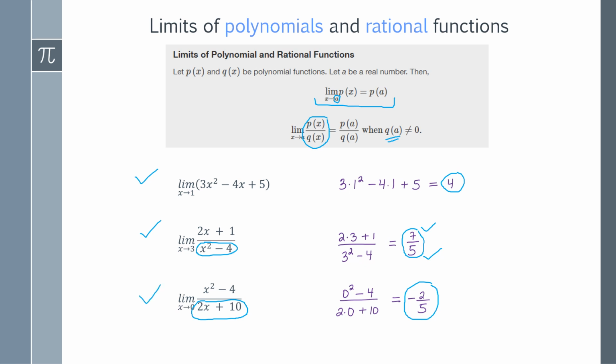Okay, so polynomials are nice because when we're finding the limits of those, we just plug our value into the polynomial. And rational functions are also nice as long as the denominator is not equal to 0. Now you might be wondering, what do we do when we get 0 in the denominator? That is something that we're going to discuss on the next slide.